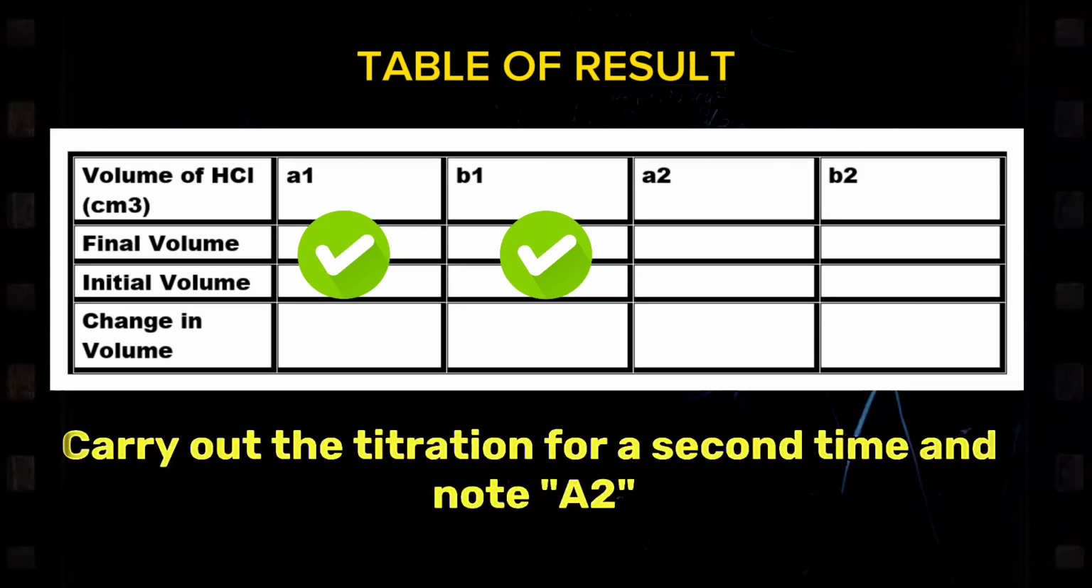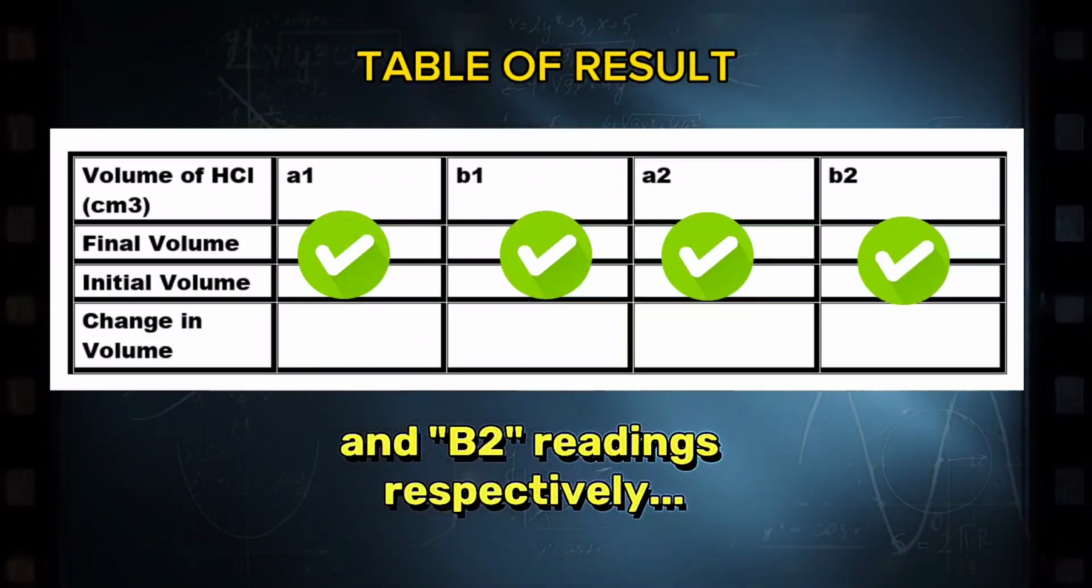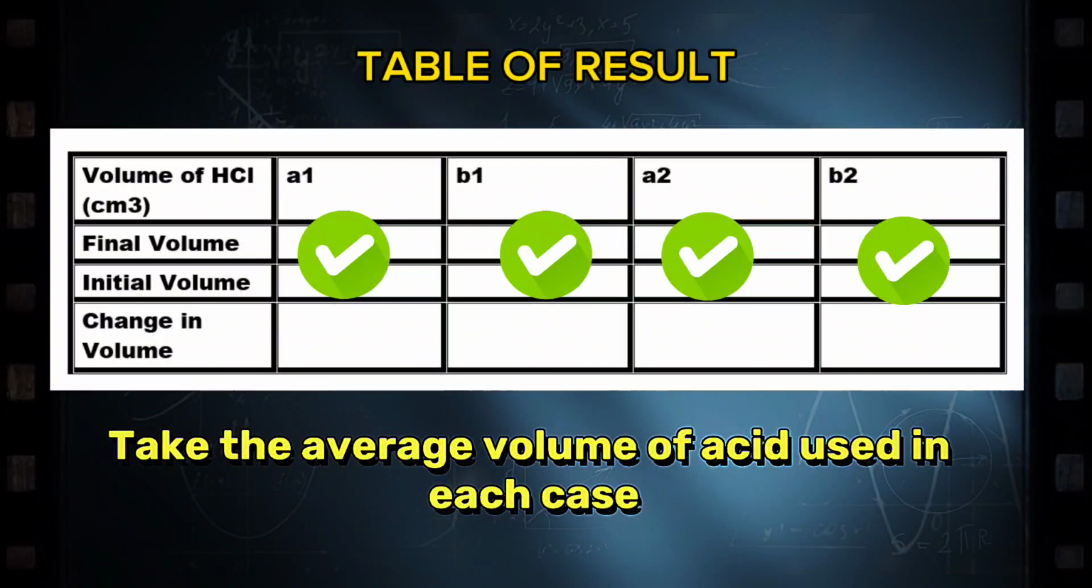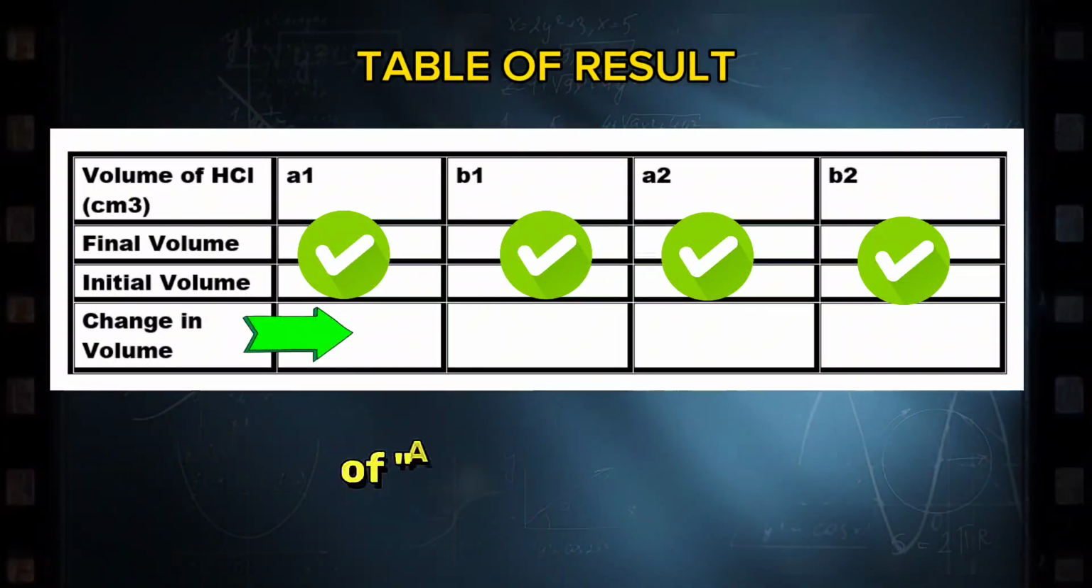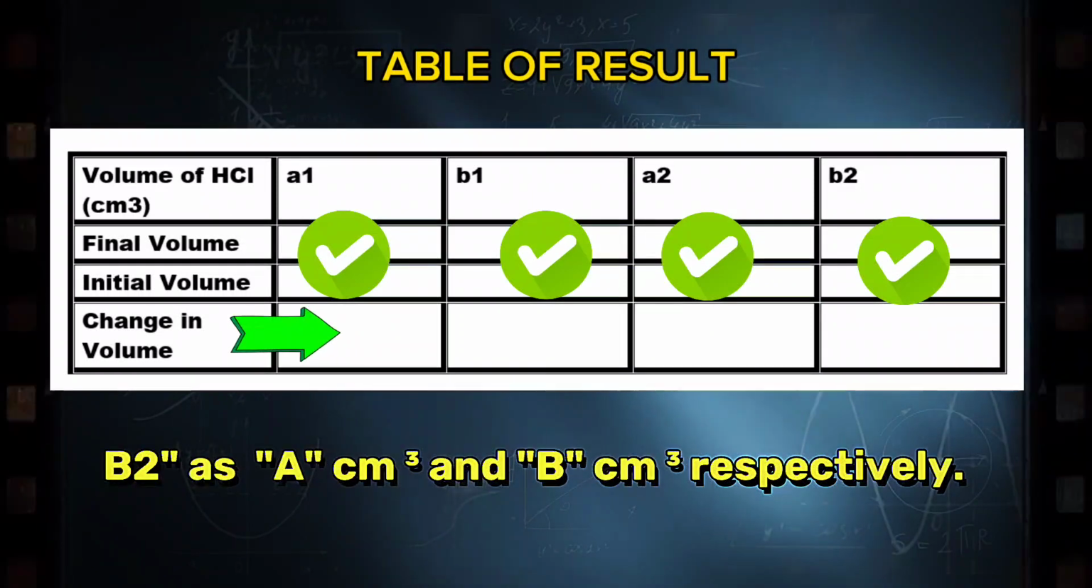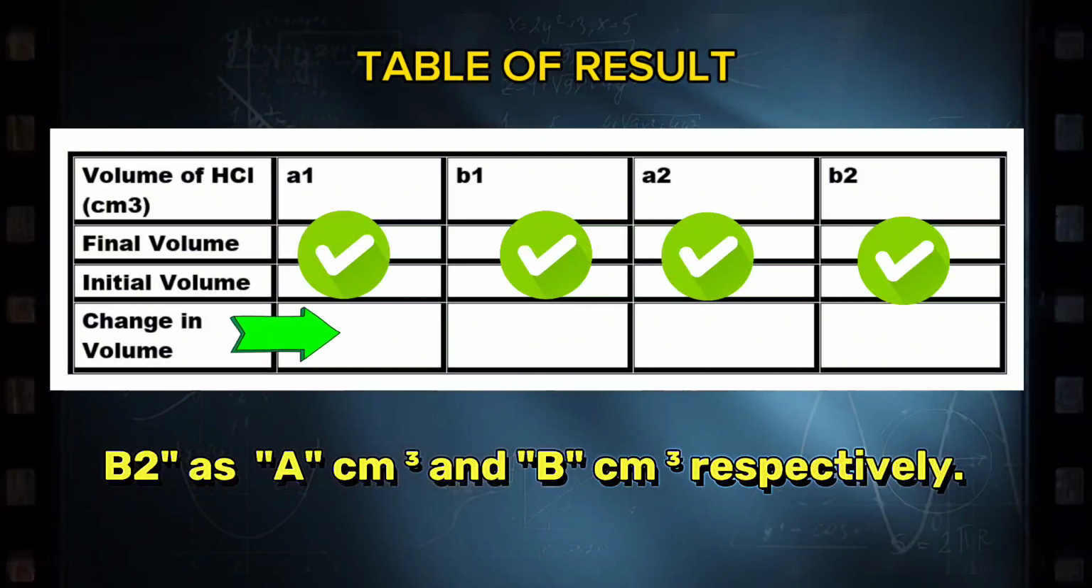Carry out the titration a second time and note the A2 and B2 readings respectively. Take the average volume of acid used in each case of A1, A2 and B1, B2 as A cm³ and B cm³ respectively.